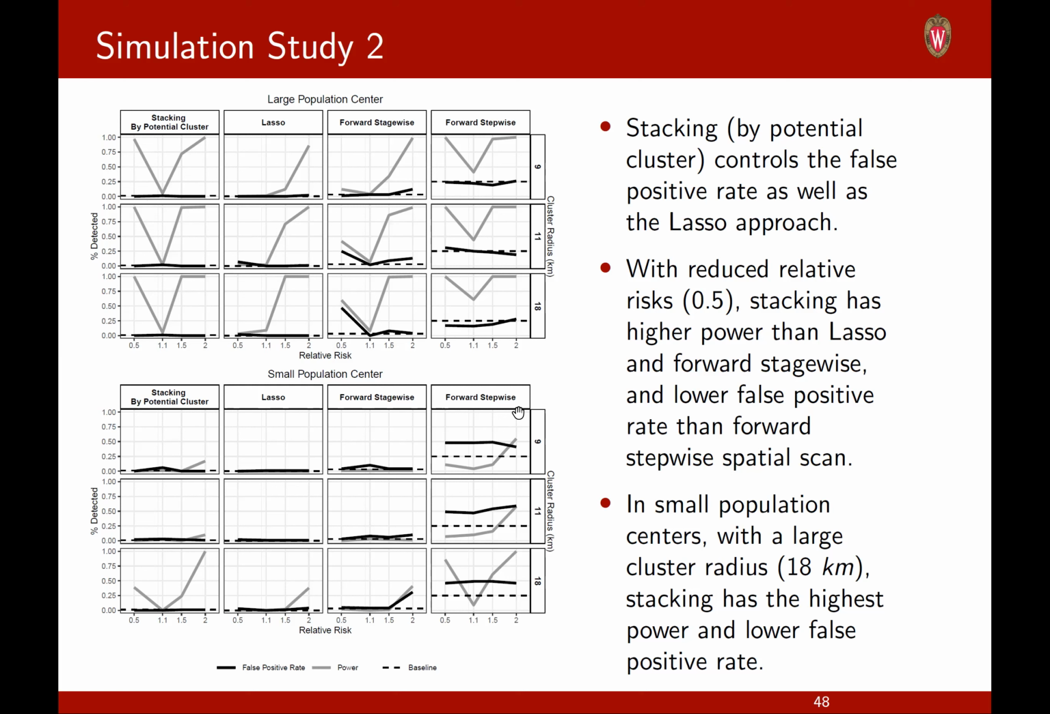Forward stepwise really wants to find something, but even more so than with the Lasso, I think the stacking approach is able to recover a cluster in that small population center. So with an 18-kilometer radius and a relative risk of 2, we were able to recover it all of the time. In contrast to the Lasso or forward stage-wise, which had better false positive rates and better power, but not quite as good as the stacking approach. So I think there's definitely potential here, hopefully for doing some cluster detection where you don't have a lot of data or you have a lot of zeros. People in applied sciences know the plague of zeros. So yeah, I think there's definitely potential here.